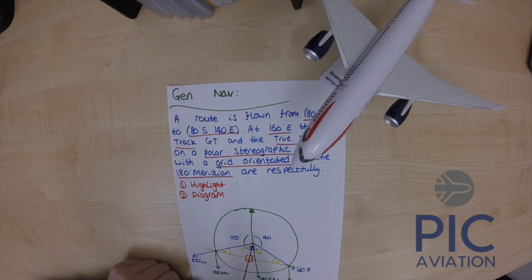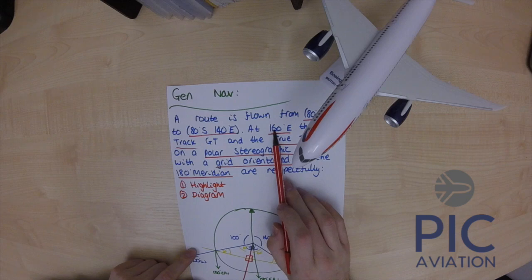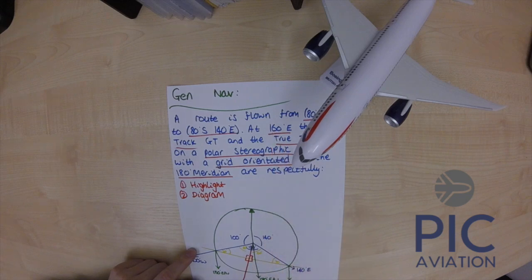That's very helpful. That's referenced to 160 degrees east, i.e. our true north, along that meridian. We're trying to work out the true track and the grid track. Well, at 160 degrees east, the true track is going to be measured clockwise from true north.